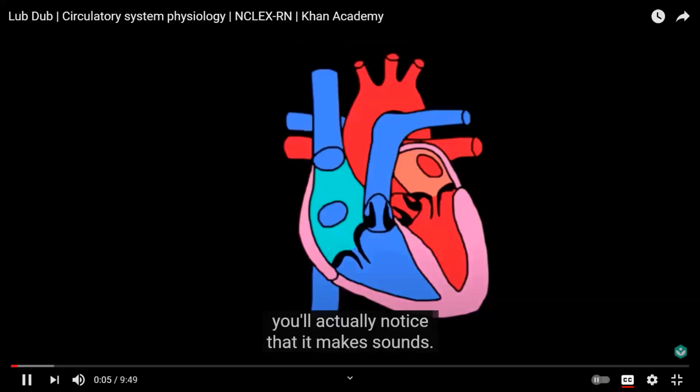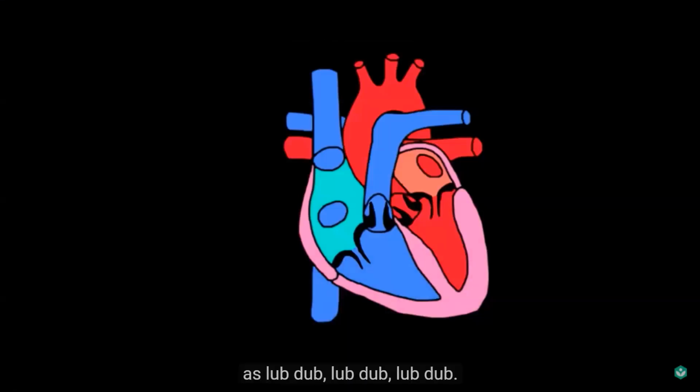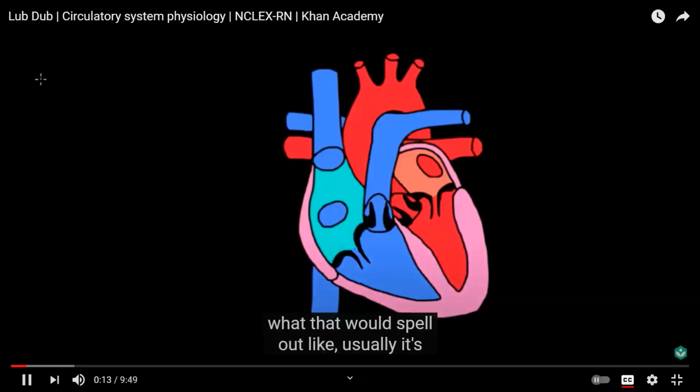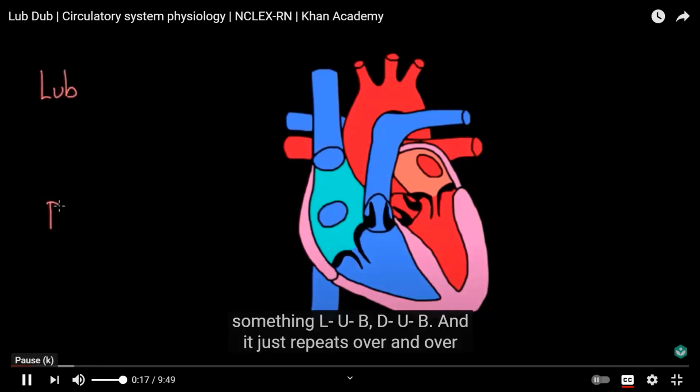It makes sounds, and those sounds are usually described as lub-dub, lub-dub, lub-dub. And if you were actually try to figure out what that would spell out like, usually it's something like L-U-B-D-U-B. Girls, this lub-dub sound, it's not only from the wrist you can feel, but even especially for the babies, because babies lub-dub is very fast. If you see that lub-dub sound, it's very clear in babies, girls. It's very fast and very clear when you like to feel the lub-dub sound from the younger kids. And it just repeats over and over and over.